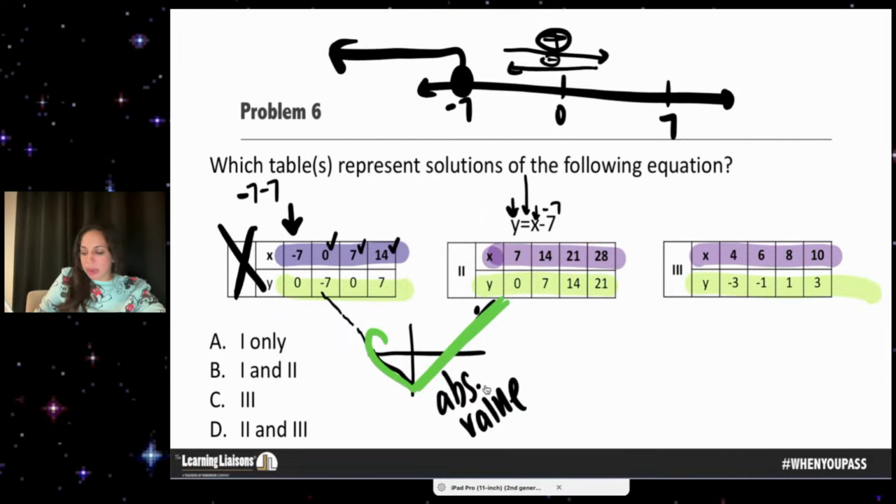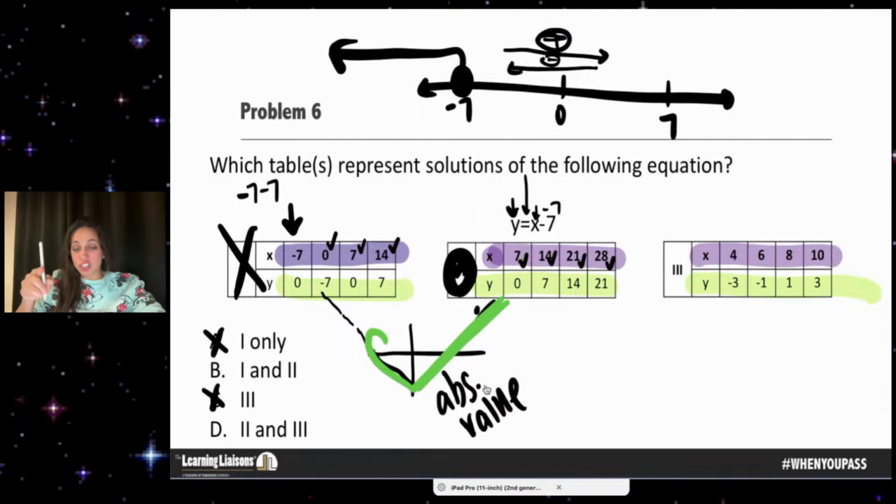Table 2, 7 minus 7 is 0. Yes. 14 minus 7 is 7. Yes. 21 minus 7 is 14. Yes. 28 minus 7 is 21. Yes. 2 absolutely matches. So it's not 1 only, and it's not just 3.